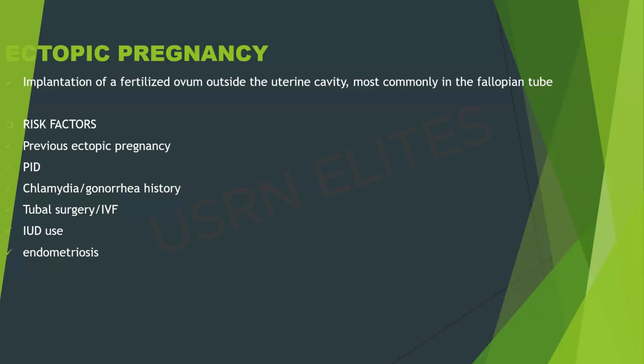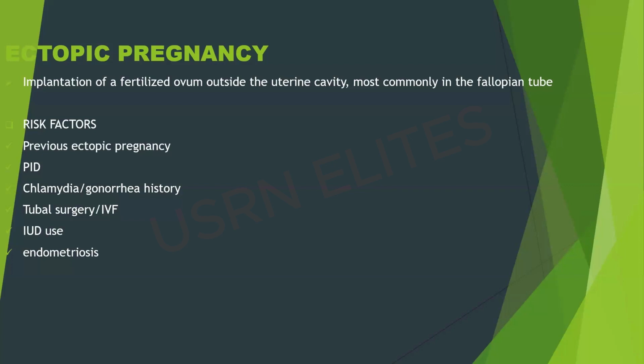And IUD use, the family planning method, the intrauterine device. If we implant an intrauterine device, sometimes it can be difficult. Where is the fertilized ovum coming to implant? This device sits directly in the uterus, so it can prevent the fertilized ovum from implanting in the uterus.